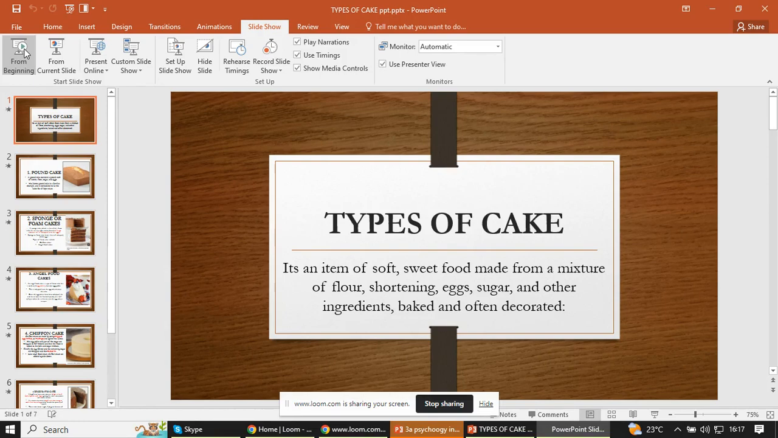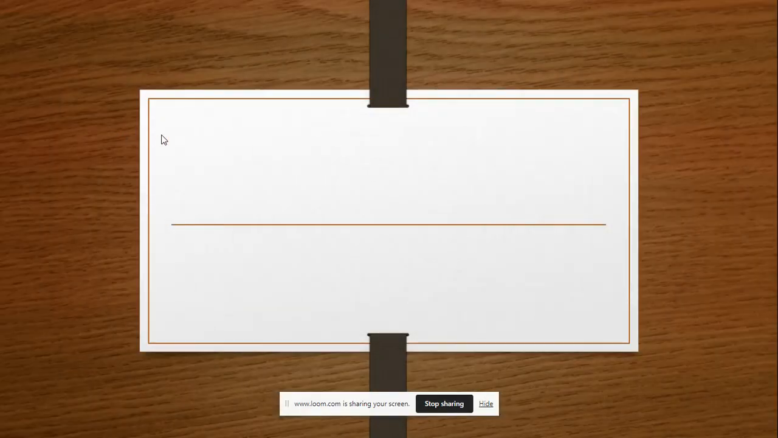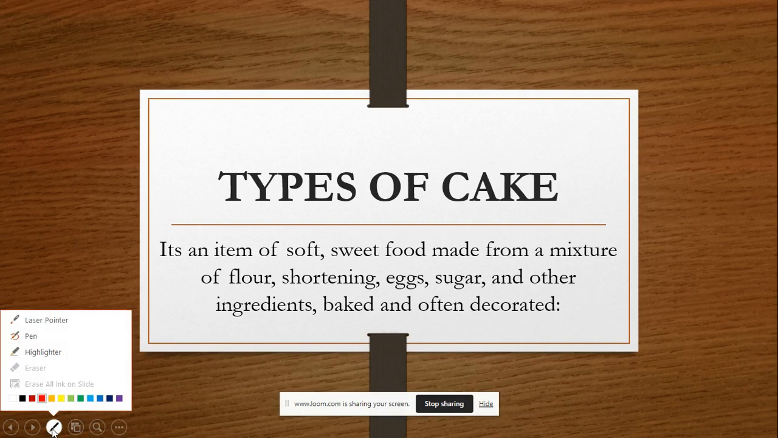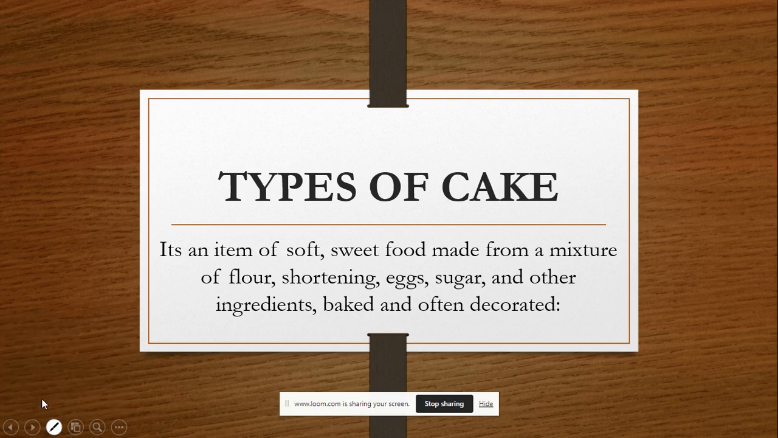So, first thing, what is a cake? A cake is an item of soft, sweet food made from a mixture of flour, which is baking flour, shortening, which can be margarine or any other form of shortening, eggs, sugar, and other ingredients, baked and often decorated. So, we have different types of cakes.